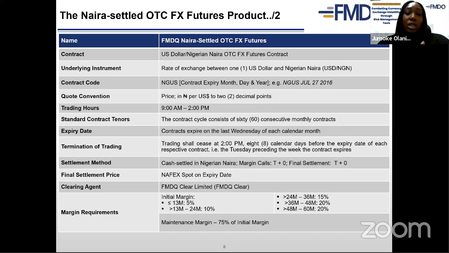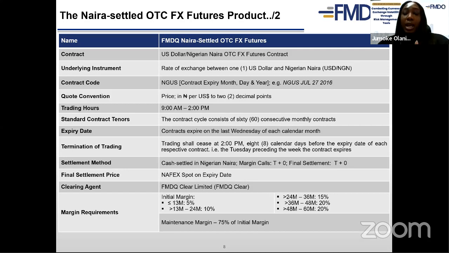As is typical with futures products, one of the principal risk management tools is the margining process. And so we have initial margin and we have maintenance margin. Initial margin is based on the tenor of the contract you want to enter into. These are the contract rates as we have them at the moment, and these can change depending on the volatility or the risk perceived in the market. This is administered by the clearinghouse, FMDQ Clear.